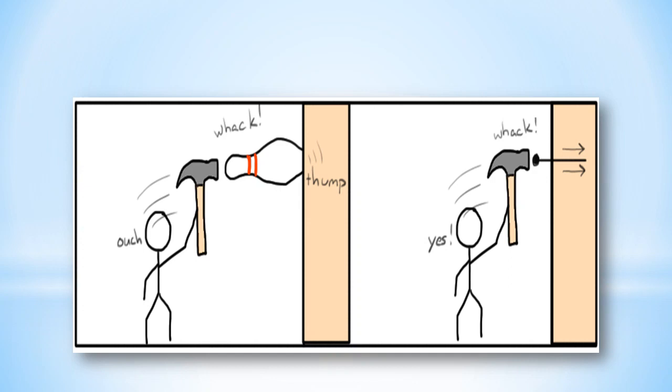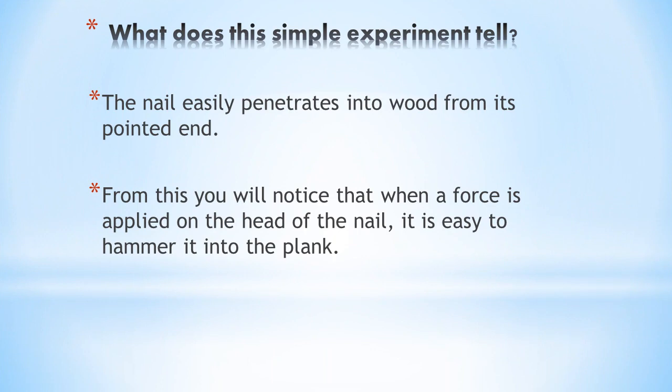On the contrary, while pressing ordinary pins with the thumb, you may get hurt. So what does this simple experiment tell us? The nail easily penetrates into wood from its pointed end. From this, you will notice that when a force is applied on the head of the nail, it is easy to hammer it into the plank.